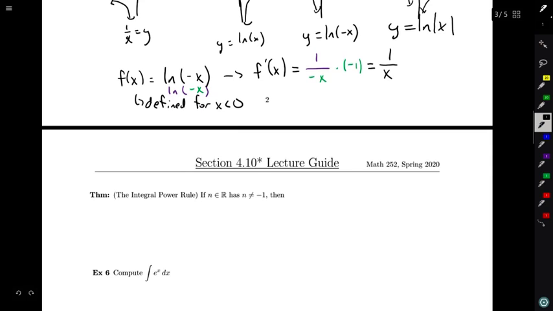So let's go ahead and state that as the power rule for integrals. We're going to say if n is some real number, and n is not minus 1, then the integral of x to the n dx is going to be equal to, we increase the exponent by 1, we divide by the new exponent, and then we add c to account for the fact that we have many different antiderivatives.